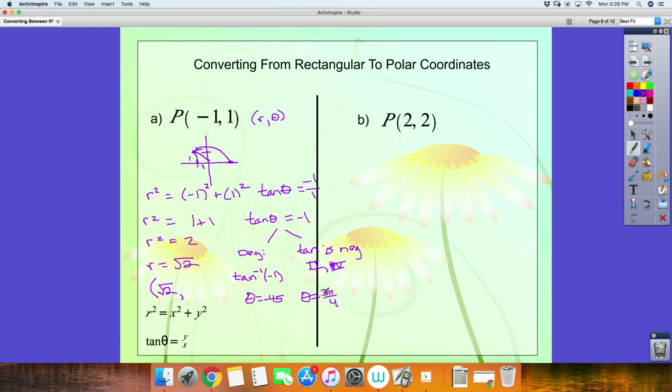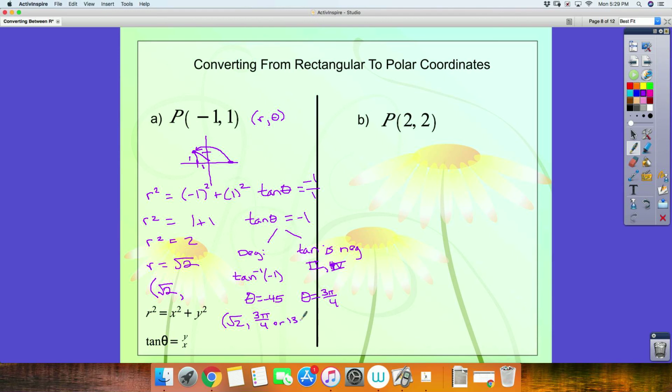Now notice we have a difference here between the two, that this one is a negative 45 and this one is a positive 3 pi over 4. What we have to think about is the quadrant that this ended up in. Since this is up here in the second quadrant, that's where 3 pi over 4 is. That's not equal to negative 45 degrees. That, we would say, is a radius of square root 2, and it is 3 pi over 4, or you could say 135 degrees.